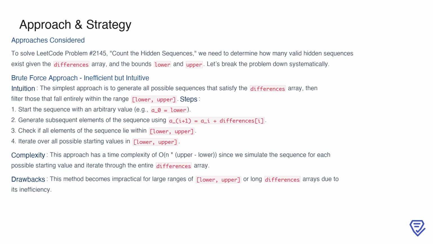For each sequence, we ensure that all its elements fall within the specified bounds. This means iterating through all possible starting values within the range lower to upper, generating sequences, and checking their validity. However, this approach becomes computationally expensive as the range of bounds increases or as the differences array grows longer.